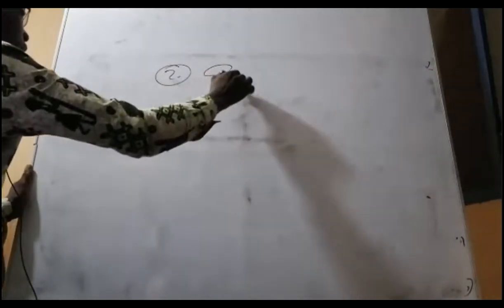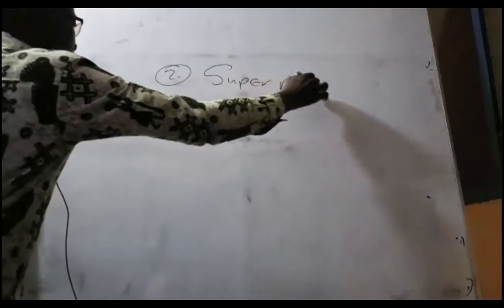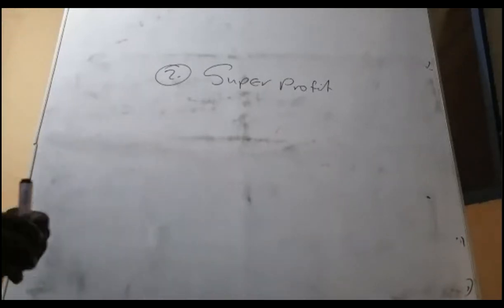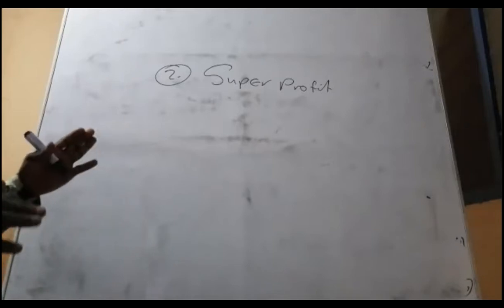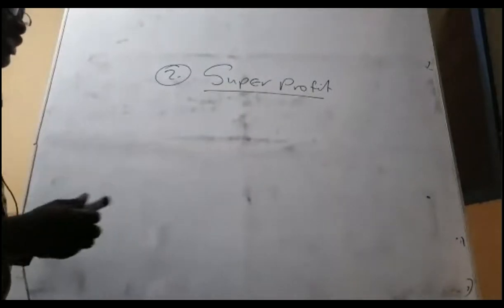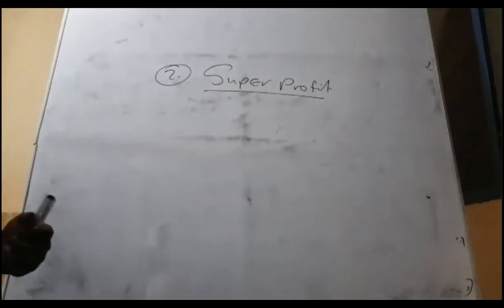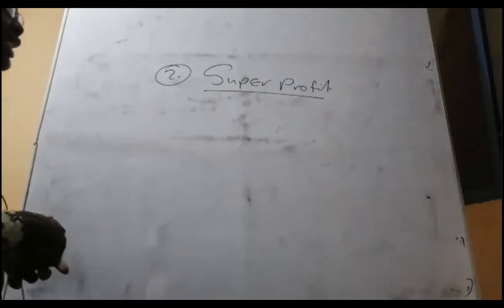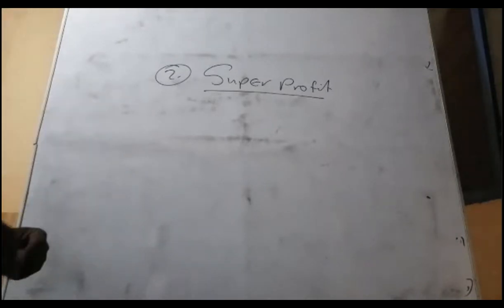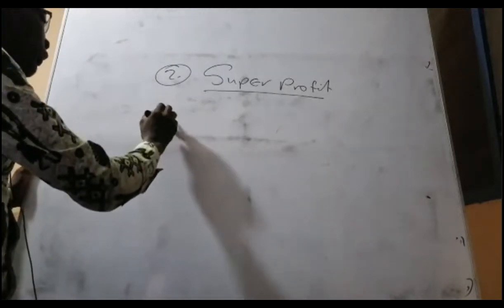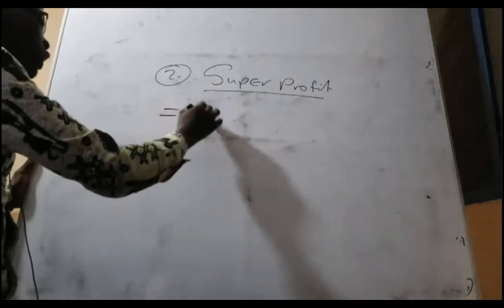So how to find the goodwill? Method 2. We call it super profit. That one has 4 steps. So I believe we can go through the steps. But the super profit is nothing but the difference between the average profit and expected profit. That is all. Super profit is equal to what? Average profit minus the expected profit.